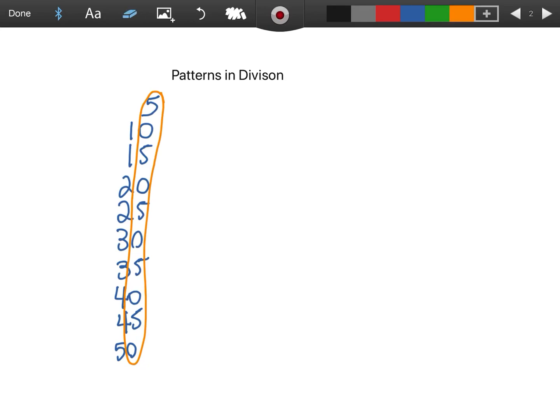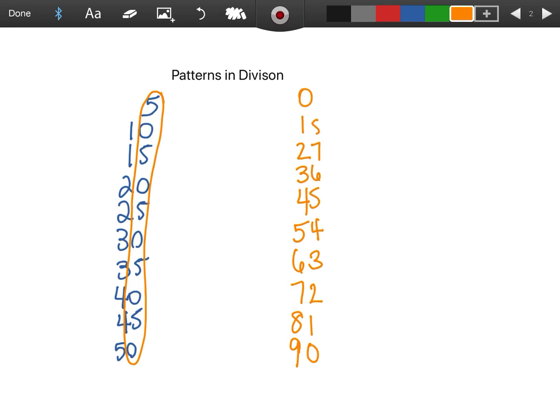Another cool pattern is the 9 times table. You can actually write out the entire 9 times table from 0 to 10, like so: 0, 1, 2, 3, 4, 5, 6, 7, 8, 9. And then in reverse, 9, 8, 7, 6, 5, 4, 3, 2, 1, 0. And that's your 9 times table from 1 through 10. But we're not worrying about multiplication today.